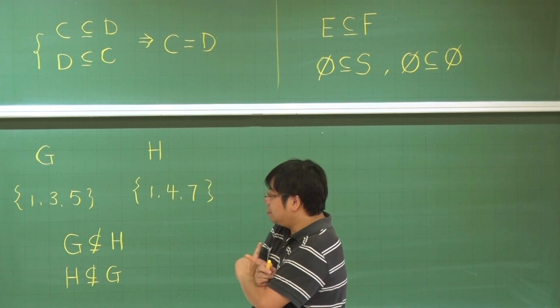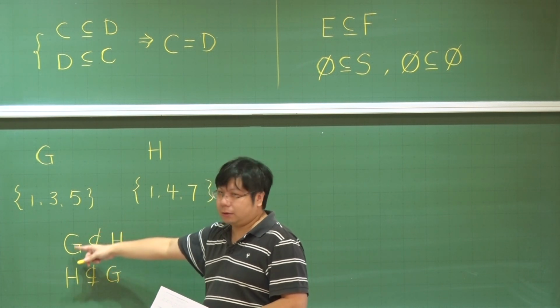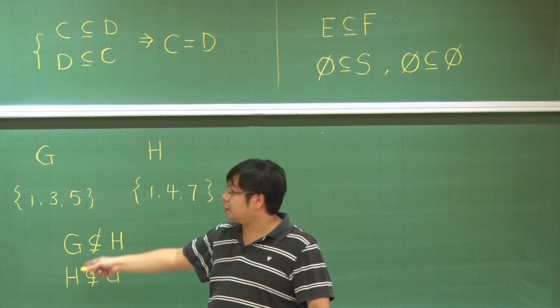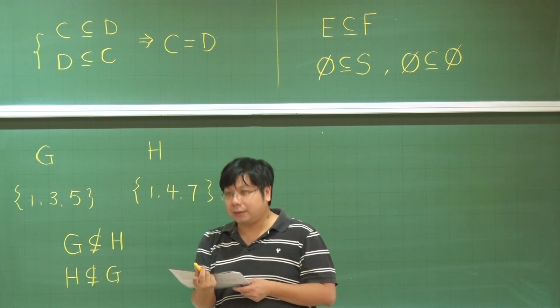Okay? And sometimes, for any two sets, it is not true that one is always a subset of the other. So in this case, neither is a subset of the other set. Okay, that's it. That's what we need to know.